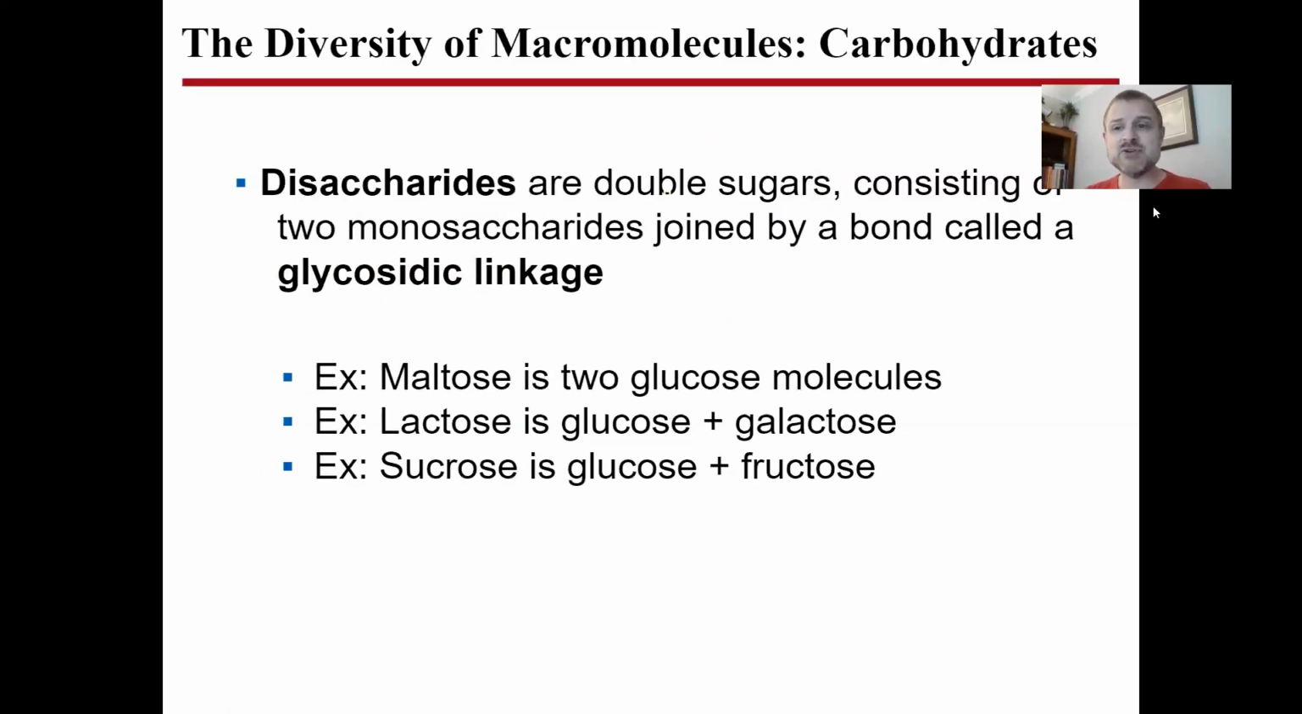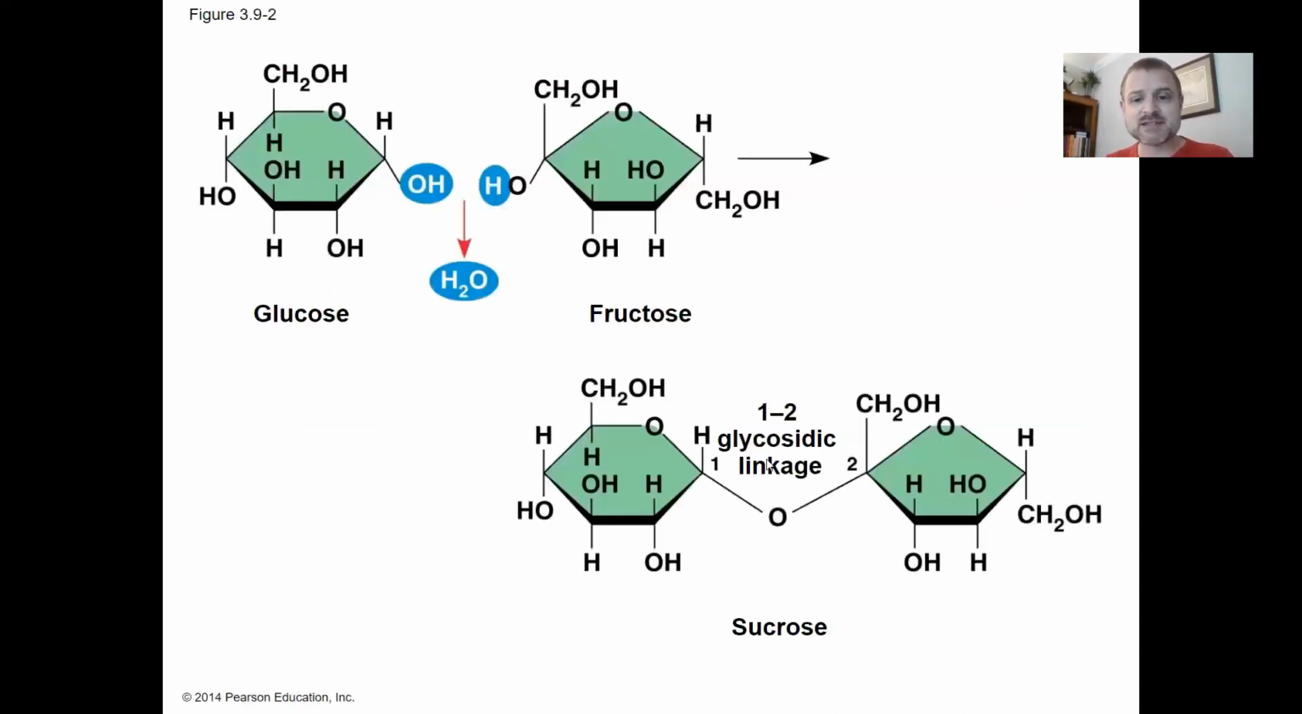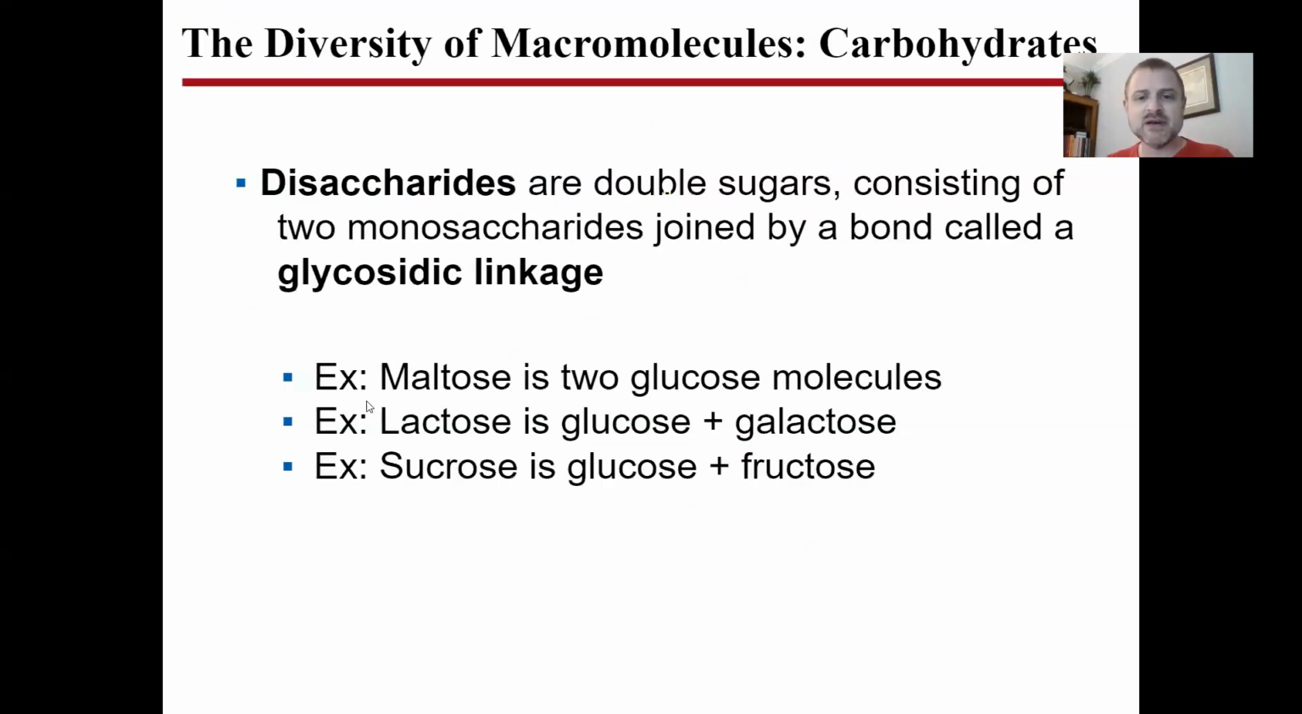Okay, so if I take 2 monosaccharides and bind them together, you get what's called a disaccharide. The bond between them is called a glycosidic bond or a glycosidic linkage, like what's shown here. If you take 2 glucose molecules and combine them, that's called maltose. A glucose and a galactose is called lactose, which is milk sugar. And a glucose and a fructose is sucrose. Sucrose is also decently sweet, kind of like fructose.